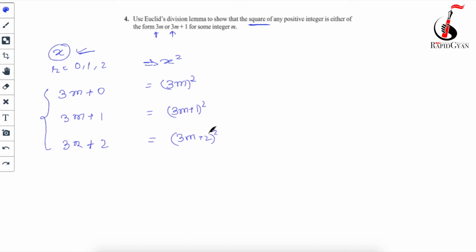Okay, so this 3m square I can write as 9m square. You guys must remember the (a plus b) whole square formula. If not, I will just write it here. The (a plus b) whole square formula says a square plus b square plus 2ab, correct? So this will become 3m whole square.